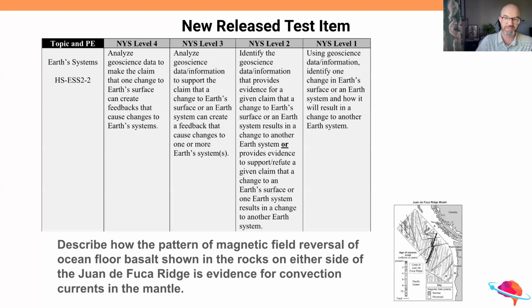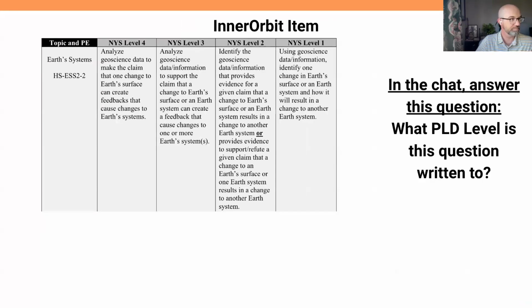Interesting. All right, great. So we're going to flip back to that performance expectation that we were looking at earlier in our session, which is HSESS 2.2. Bear with me here. We're going to go back and look at an in-orbit item and figure out what level of the PLD that is. So we took a brief little detour to look at HSESS 2.3. Now we're back to HSESS 2.2.